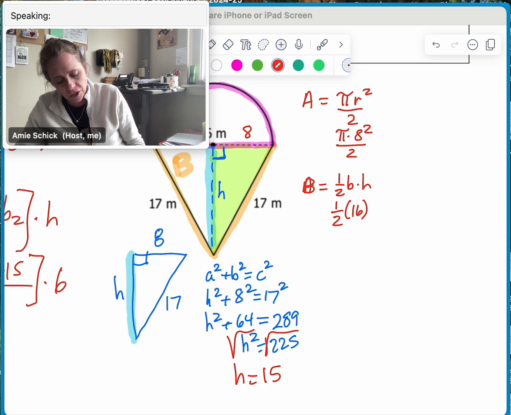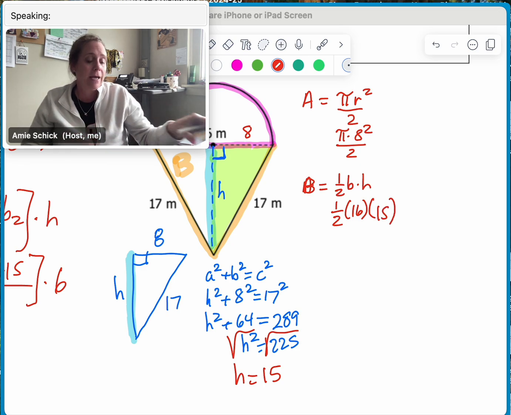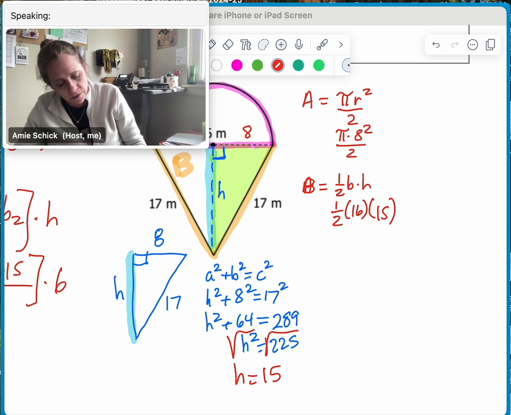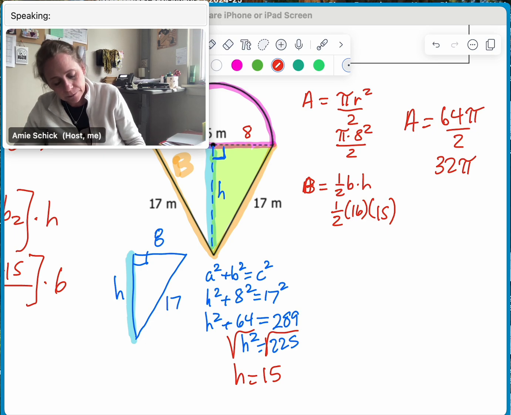Now we have enough information to find the area of the triangle. We know how long by how tall. I think I have all details. I think I have everything I need to know. So the area of A is 64. 8 times 8 is 64. So 64 pi divided by 2, 32 pi. That is the exact area of the pink semicircle, or the top that I described kind of as the ice cream.